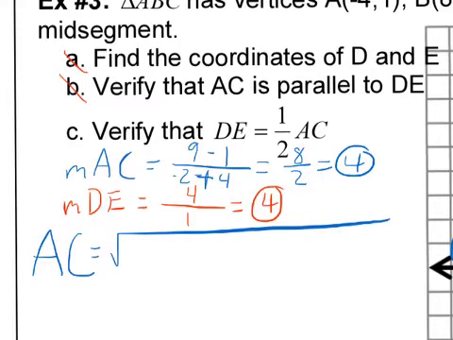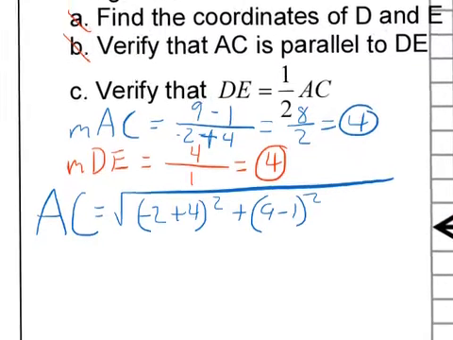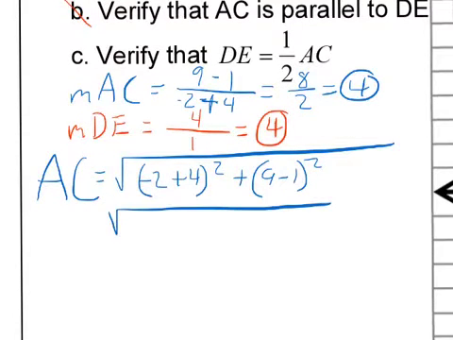AC equals, and we're going to do x2 minus x1. Well, I have the coordinates right here, if you remember. So it was negative 2 minus a negative 4, which made it plus 4, squared, plus 9 minus 1, squared. Negative 2 and positive 4 make a 2 squared, and 9 minus 1 makes an 8 squared, which is the same thing as 4 plus 64, so square root 68. Alright, I'm going to come back to that in a second.